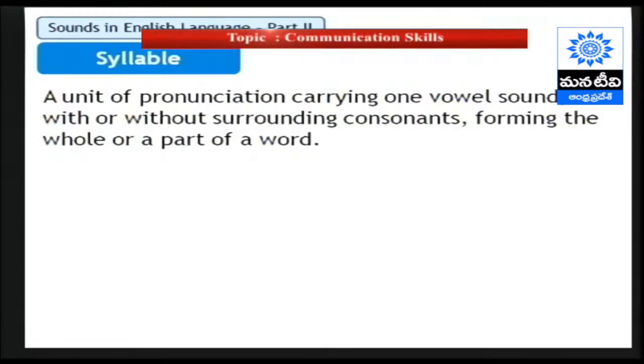So syllable is a beat of a sound, like I explained in the last segment, a unit of pronunciation carrying one vowel sound with or without surrounding consonants, forming the whole or part of a word. So what I mean to say is, when it says pronunciation carrying one vowel sound, every vowel sound will constitute a particular syllable. So number of vowel sounds is equivalent to number of syllables. Please do not confuse that with vowels itself. It's vowel sound. Let me show you an example and that will help you understand.